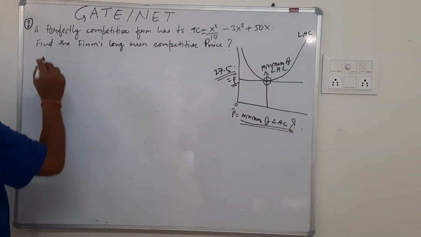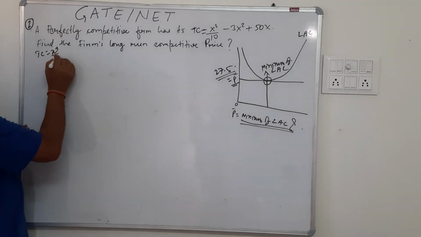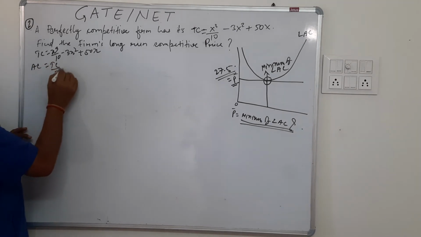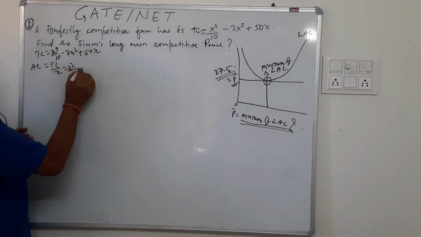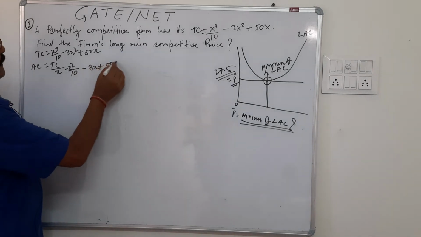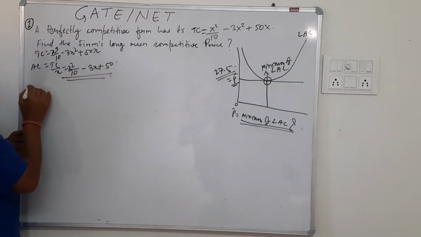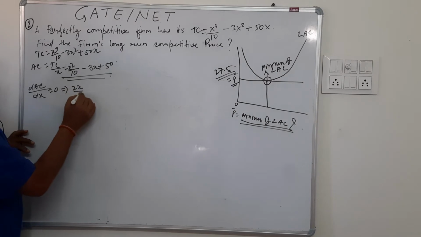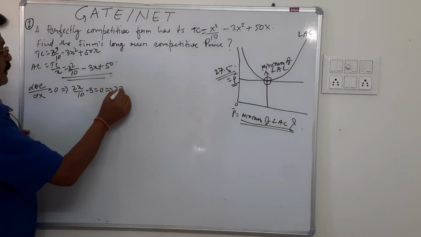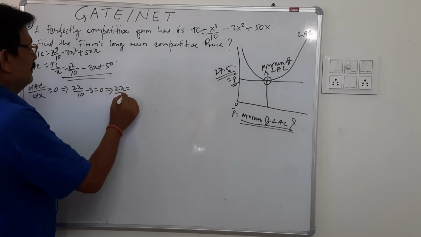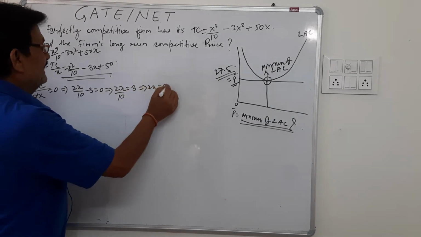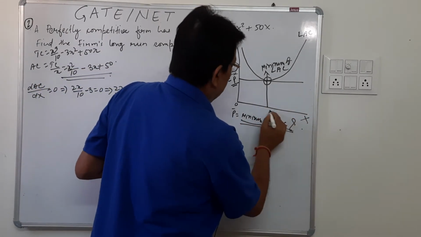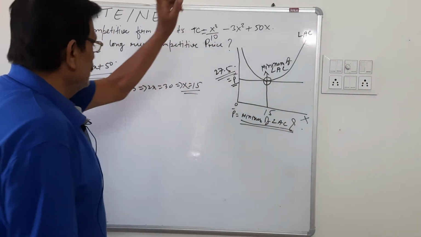Now let us see how it happens. TC is x cube by 10 minus 3x square plus 50x. Hence average cost, TC by x, is x square by 10 minus 3x plus 50. Now this AC has to be minimized. So for minimum, dAC by dx is 0, that is 2x by 10 minus 3 equals 0. So 2x by 10 is 3, so 2x is 30, and hence x is 15. Yes, at the production level of 15, LAC is going to be minimized.